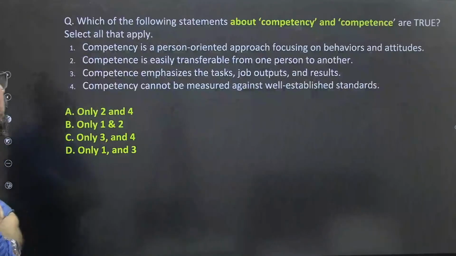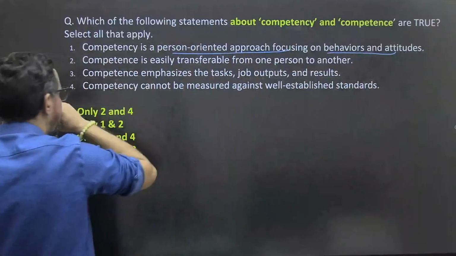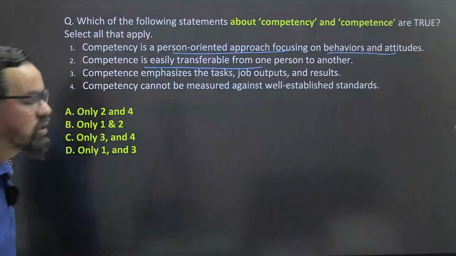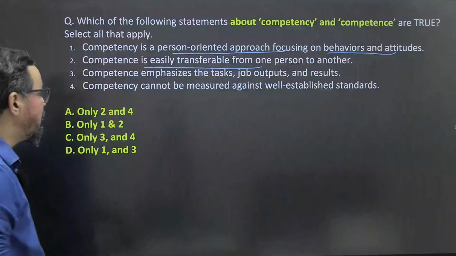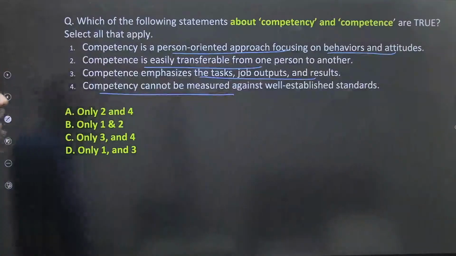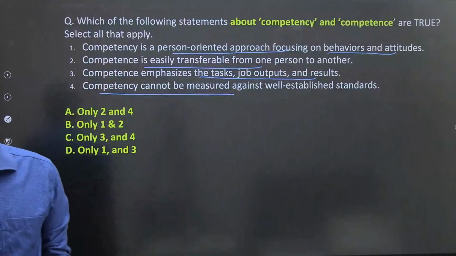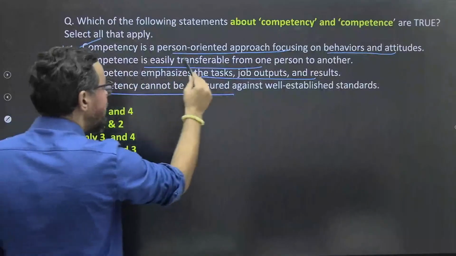चलो अगला. Which of the following statements about competency and competence are true? Competency is person oriented, आपका focusing on behavior and attitudes. Competence is easily transferable from one person to another, आपका second statement. So what will be your correct answer? Competence emphasizes the task, job, output and result. Competency cannot be measured against well-established standards. क्या होना चाहिए इसका आंसर? Statement competency is clearly defined here. Competence is easily transferable? No.